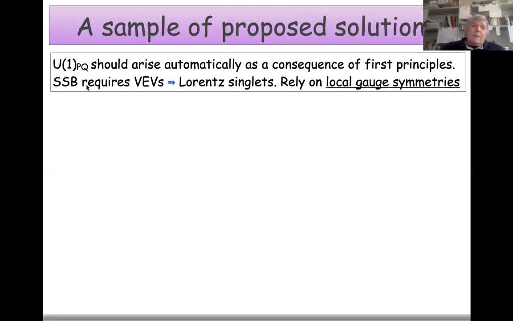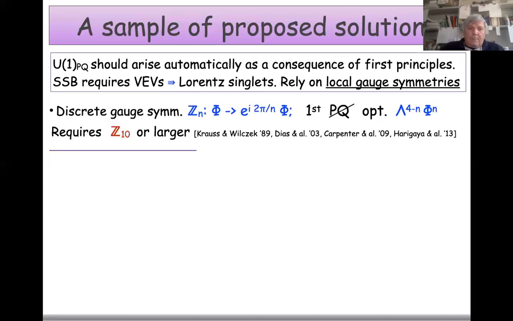However, spontaneous symmetry breaking requires vacuum expectation values. So we need scalars, because we cannot give a VEV to particles that carry non-trivial Lorentz representation. Otherwise, we would break Lorentz symmetry. So fields that host the axion must be Lorentz singlets. We are then restricted to consider local gauge symmetries as a tool to enforce automatically a global U(1) symmetry.